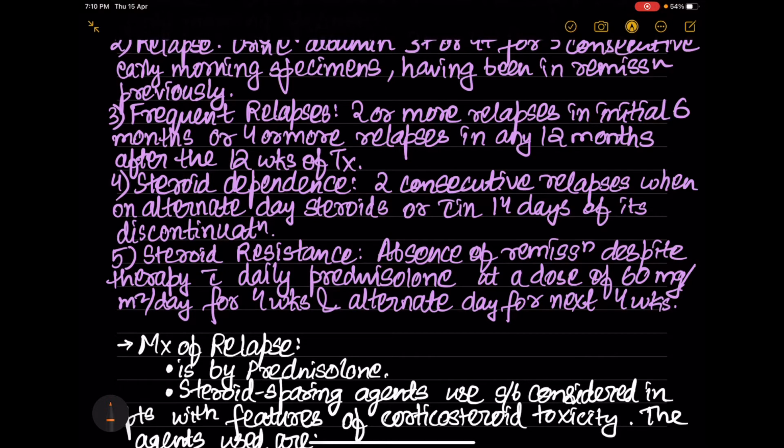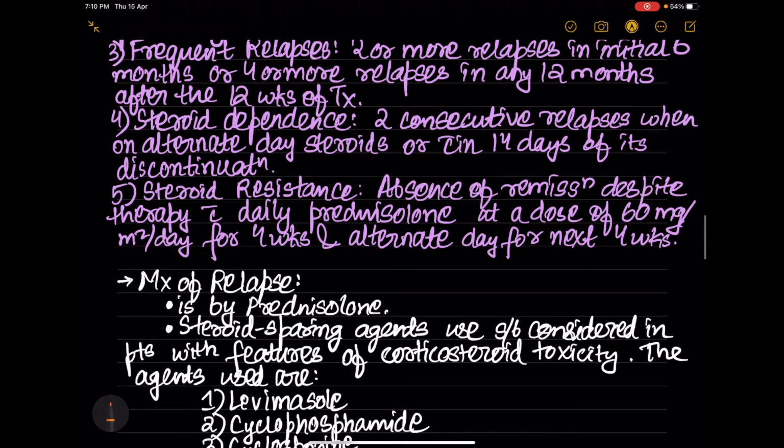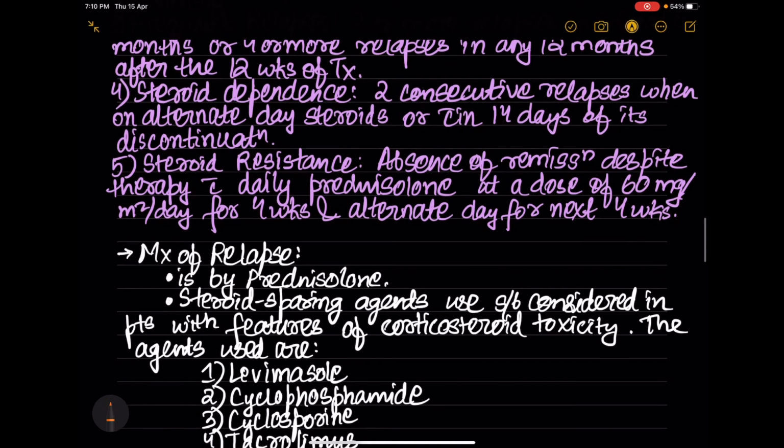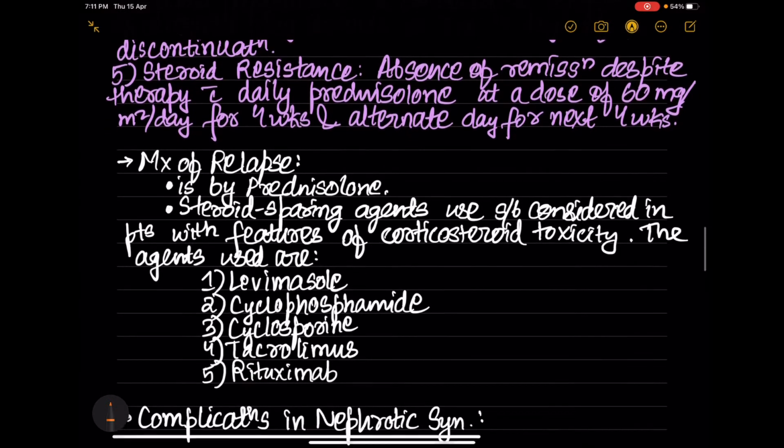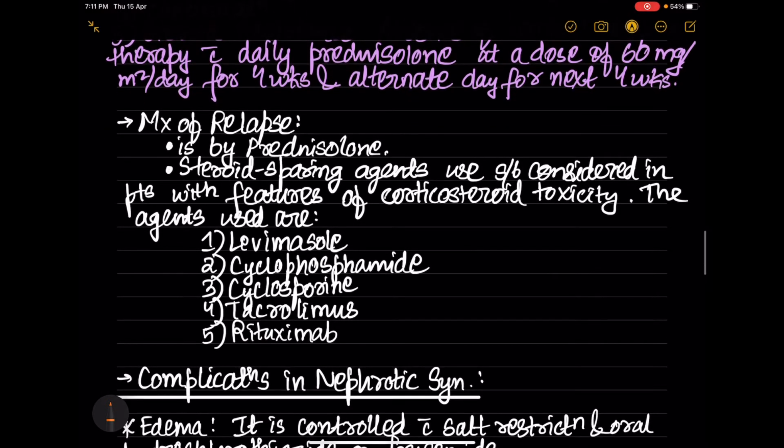So these are the definitions which you must be very thorough with because this can be asked separately in exam. Now coming to the management of relapse, that is done basically by prednisolone. Sometimes we can use the steroid sparing agents. This should be considered when there is any feature of corticosteroid toxicity. The agents which we use here are levamisole, cyclophosphamide, cyclosporin, tacrolimus, and rituximab. So try to remember any three out of these.